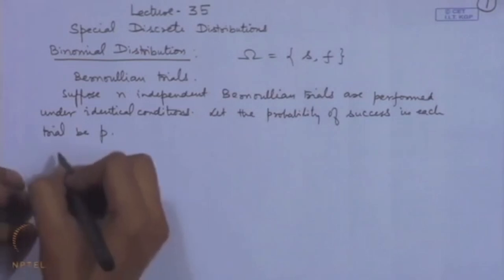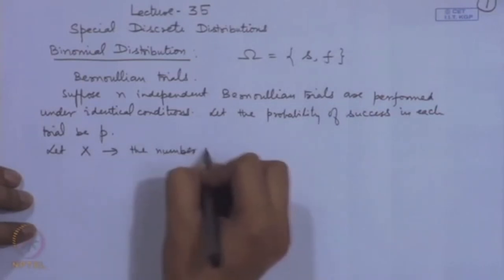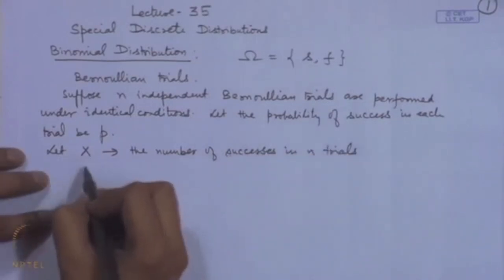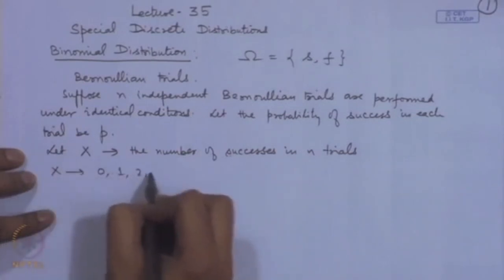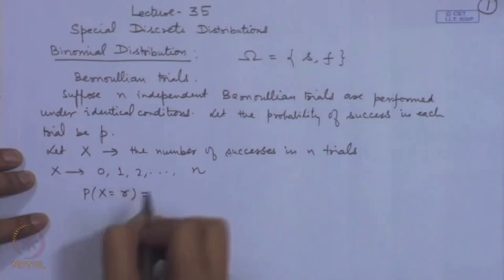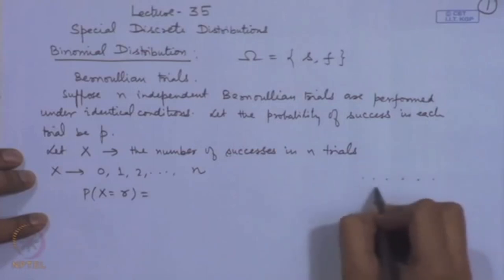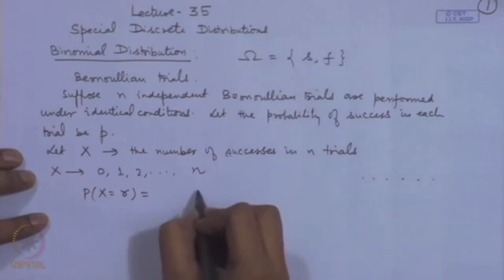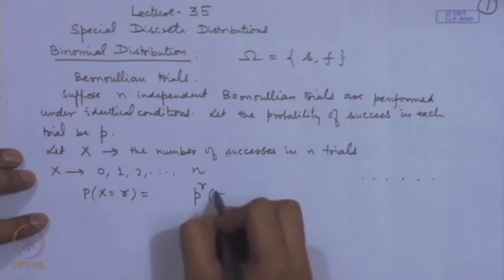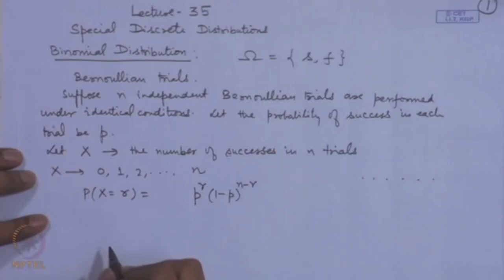Okay. Now, let us consider the number of successes, X, in n trials. Then what are the possible values that X can take? X can take values 0, 1, 2 and so on. So, what is the probability that X is equal to r? We are having n trials, out of this r of them are success. So, the probability of r successes will be p to the power r, and then the remaining n minus r will be failures. The probability of failure for each trial is 1 minus p. So, in n minus r trials, it will be 1 minus p to the power n minus r.